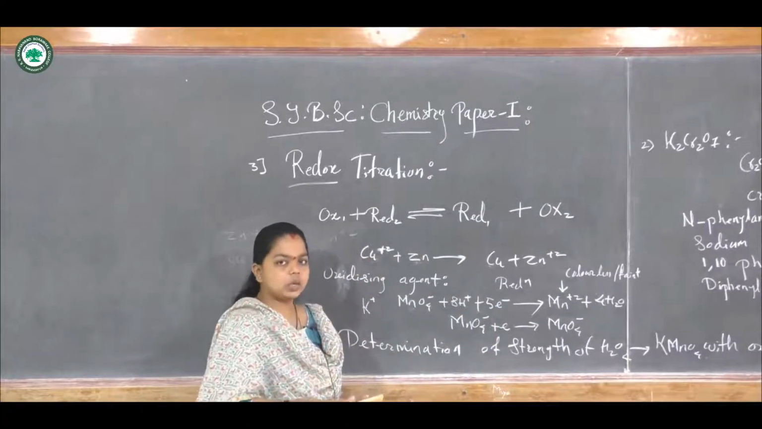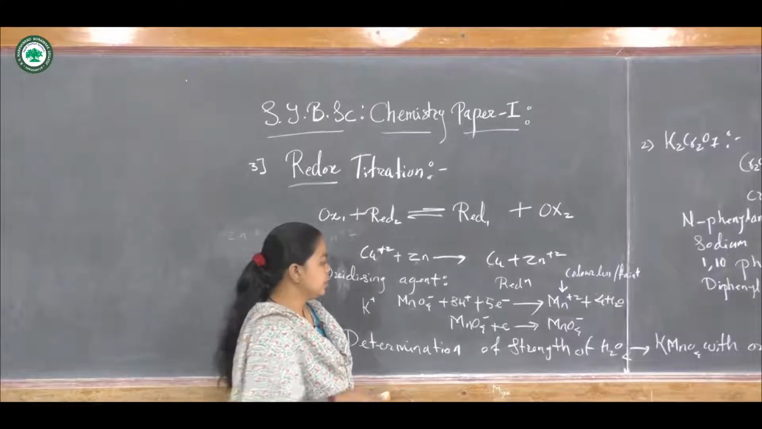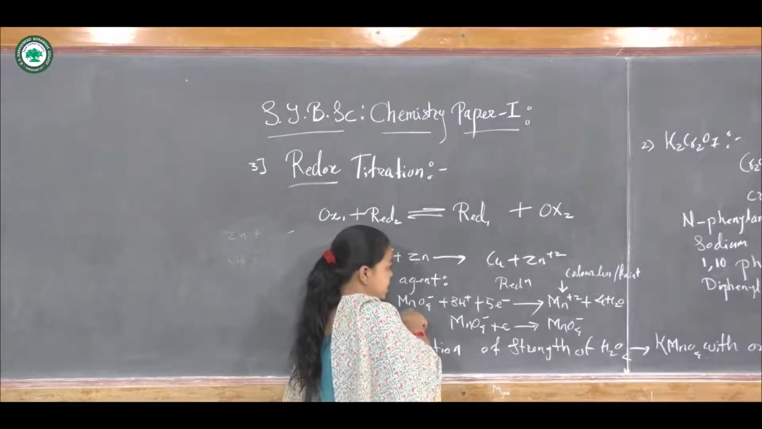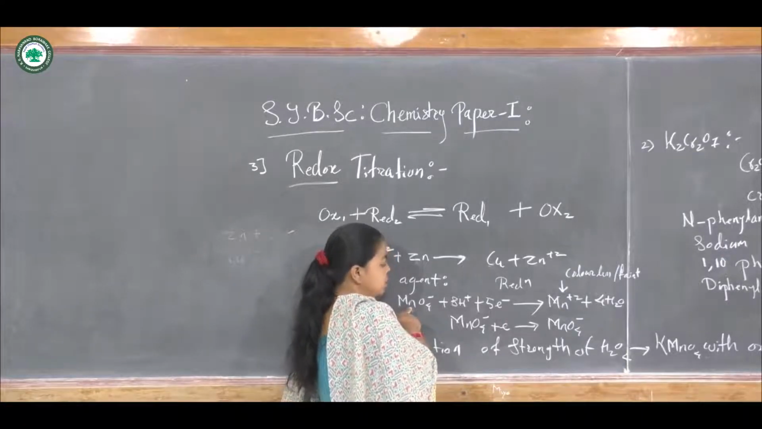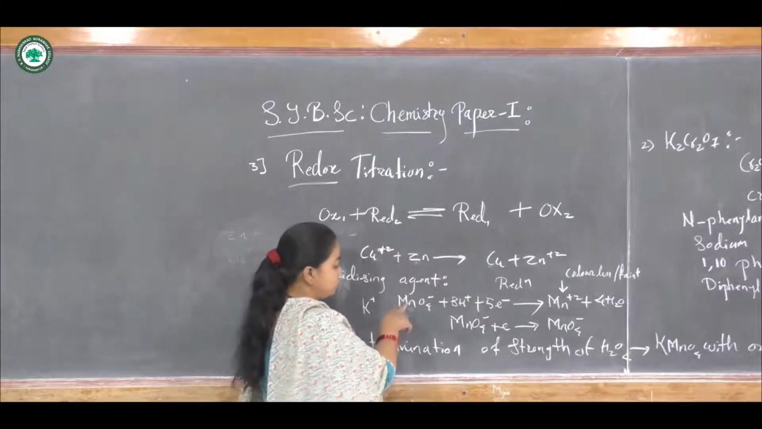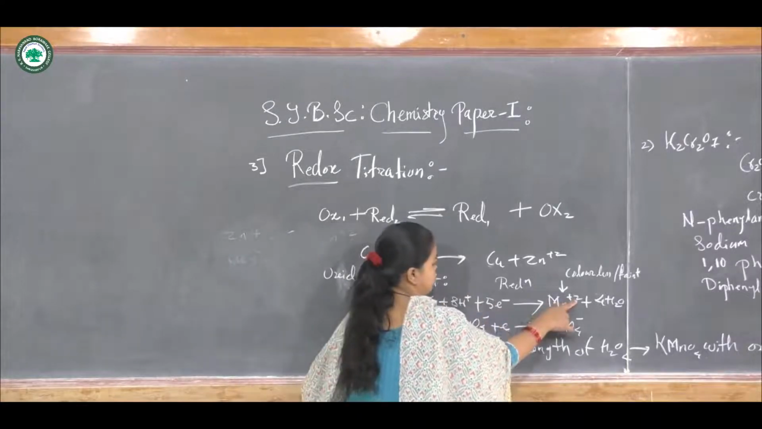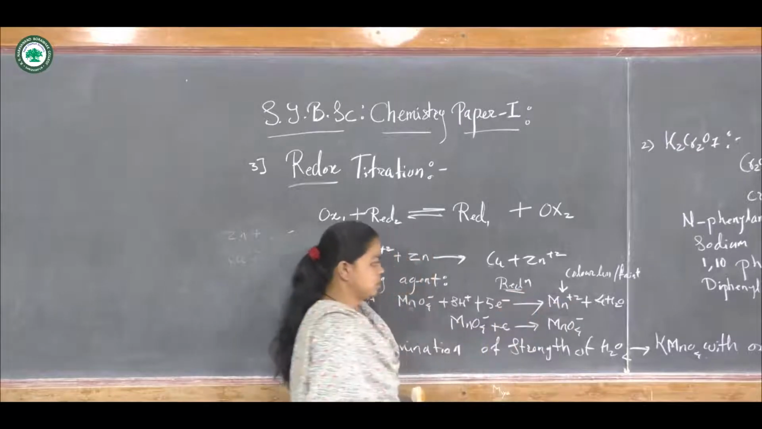So it will act as the oxidizing agent itself. It will undergo reduction. In this case, it acts as the oxidizing agent. The oxidation state changes from +7 to +2. So this is the reduction process that occurs.